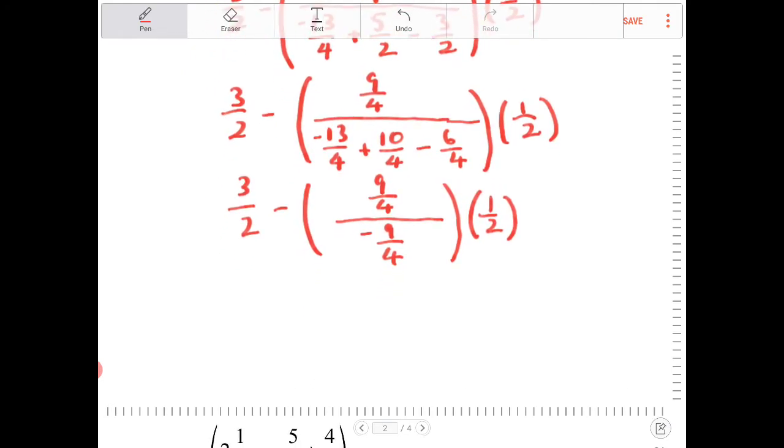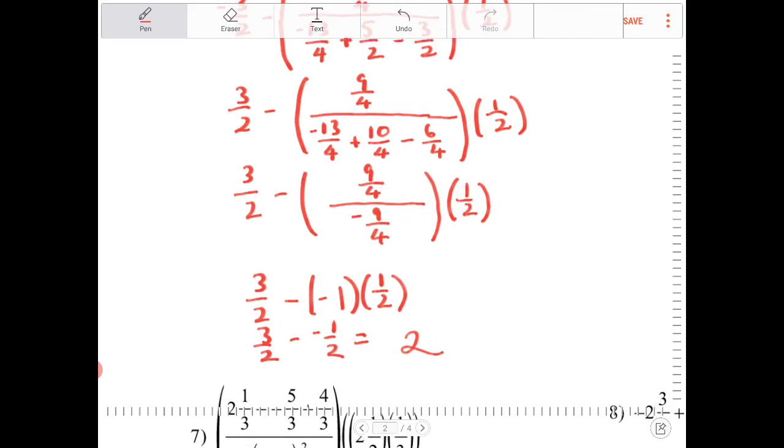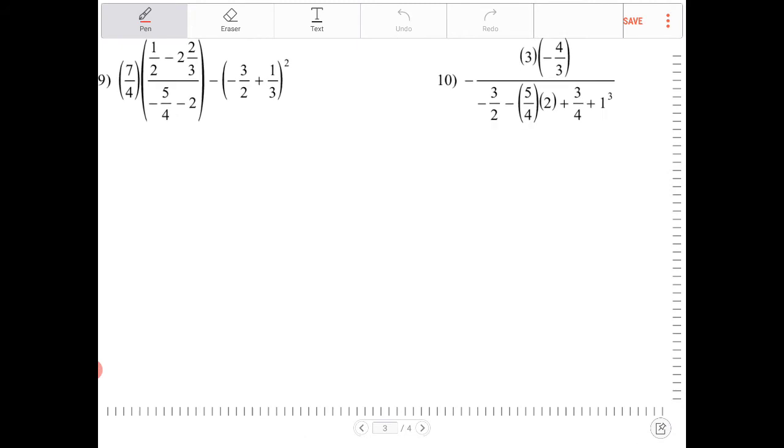And if you look at this, inside the parentheses, I have 9/4 divided by -9/4. That just turns into -1. So I have 3/2 minus -1 times 1/2. And then lastly here, the negative 1 times 1/2 turns into just negative 1/2. And because I'm subtracting a negative, it becomes a plus. This final answer here is 2. And I'm going to go over one more problem.